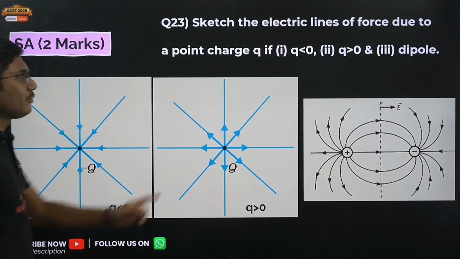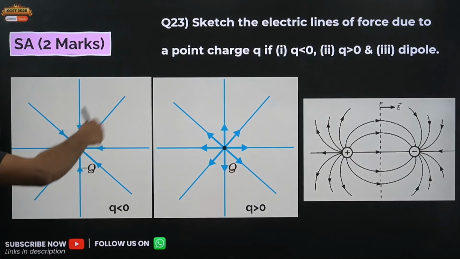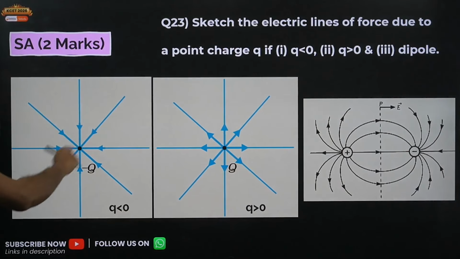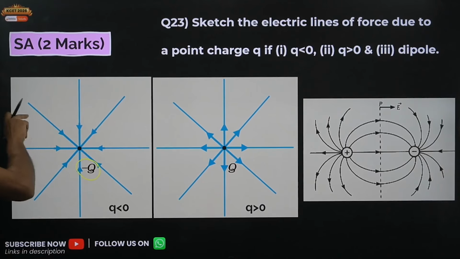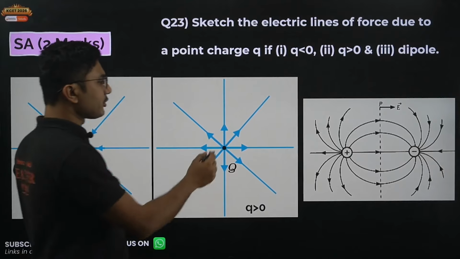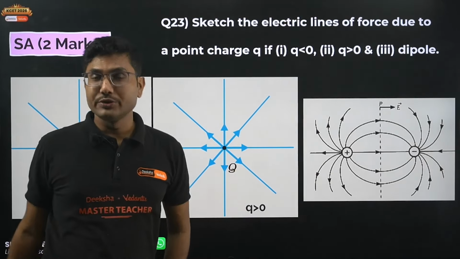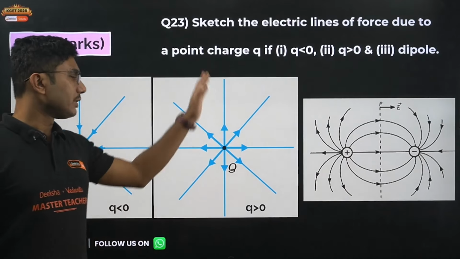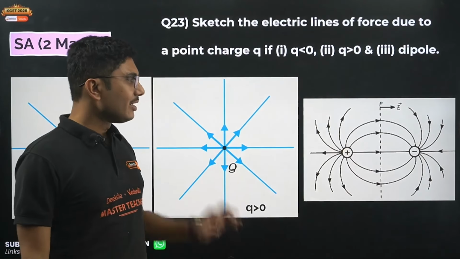So if Q is less than 0, that means it is a negative charge. For a negative charge, all the field lines will converge at a point. As you can see, this is a negative charge, and all the field lines are converging. For a positive charge, all the field lines go away along straight lines. So you have to use a scale to draw this diagram. And for the dipole that they have added, it's slightly tricky.